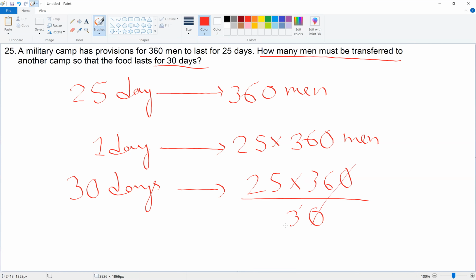And then we divide by 30. So it comes to 300. So how many are transferred? Sorry, we need 300 men. So how many need to be transferred? From 360, it has to go to 300. You have to transfer 60 of them.